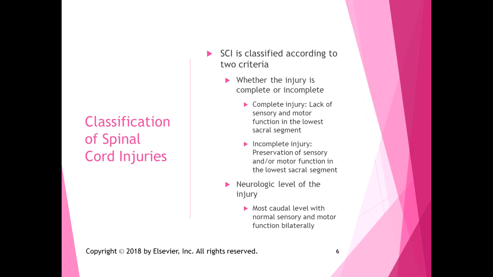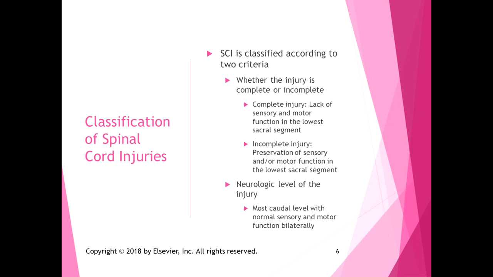So if someone has damage to cervical segments of the cord with impaired upper extremity, trunk, lower extremity, and pelvic organ function, it's considered tetraplegia or quadriplegia. Lesions above C4 affect the phrenic nerve, which innervates the diaphragm, and that person will need to be on a respirator. Paraplegia is damage to cord segments below the cervical level, sparing upper extremity function. So you have impaired trunk, lower extremity, and pelvic organ function depending on the level of the lesion.